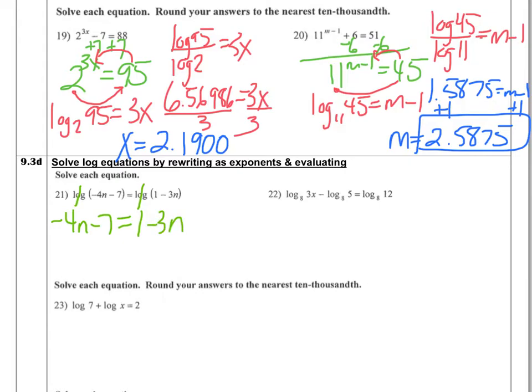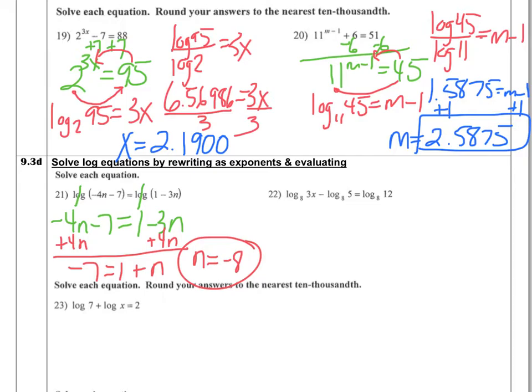Now let's just go ahead and get our variables together. I'm going to move negative 4n over to this side. So therefore I'm going to add 4n to both sides. That's going to leave us with negative 7 equals 1 plus n. Let's subtract 1 from both sides, giving us n as an answer of negative 8.